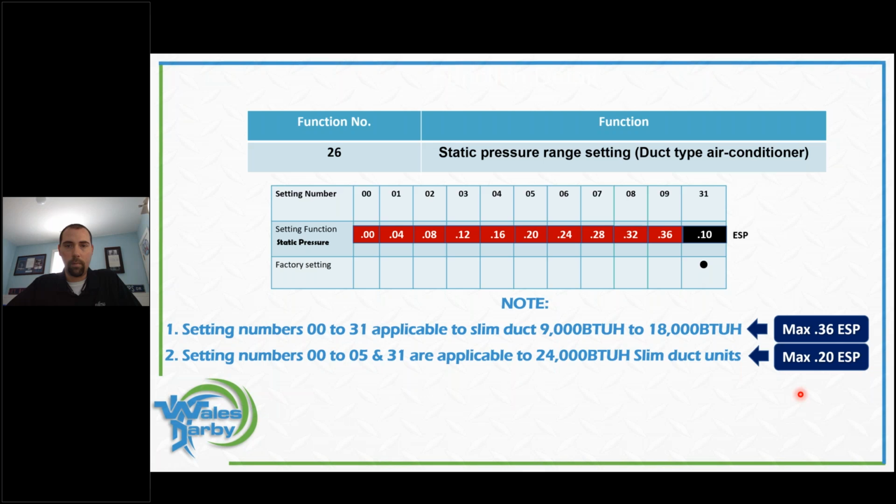And it's just showing you another version of the same function code 26. You'll notice down here, and that's why I left this slide in here, the smaller units, anything from 9 to 18, we have available 0.36 inches of static. You would think going to the larger 2-ton, 24,000 BTU unit, we would get more static. It's actually the opposite. We only have about 0.20 inches available. So we got to be careful, make sure we're designing that ductwork properly.